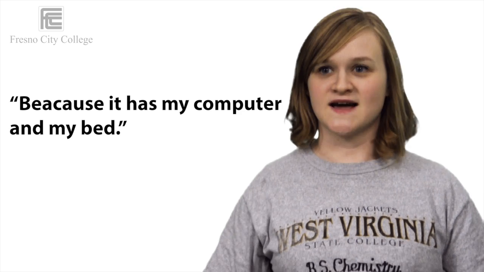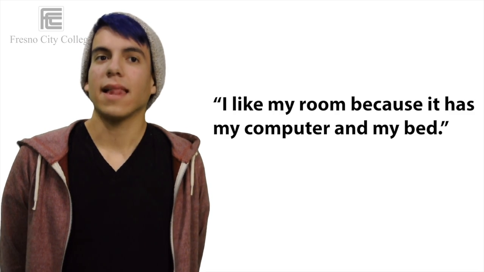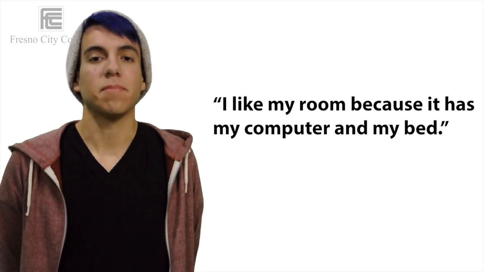Let's correct this sentence. First, identify the subordinating conjunction, because. Once you identify the conjunction, you are ready to identify the dependent clause. Because it has my computer and my bed. Instead of having this as an individual sentence, combine it with the independent clause. For example, I like my room because it has my computer and my bed. The conjunction is in the middle of both clauses, so you don't need the comma.